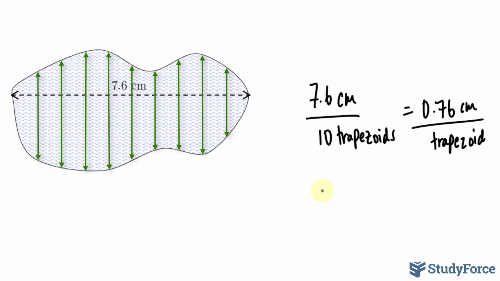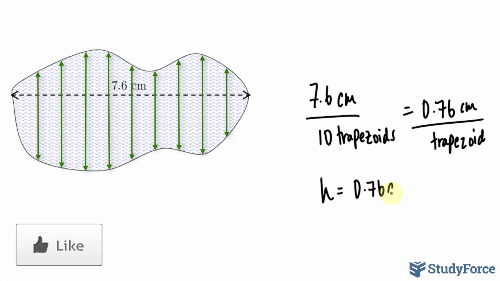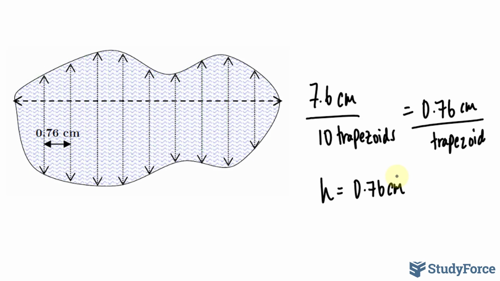Now, not only is this number important for accuracy, but it also serves as our common trapezoid height, which we will call h for reference. We'll be using this letter h later on when we apply the trapezoidal rule.